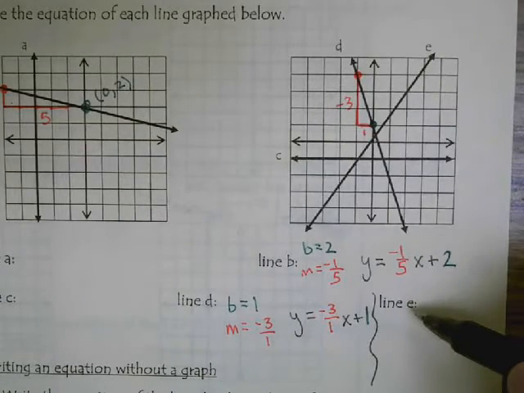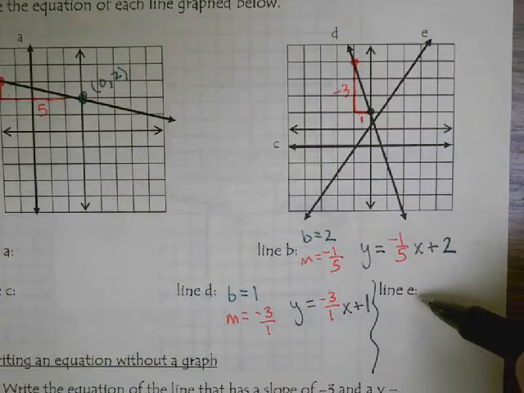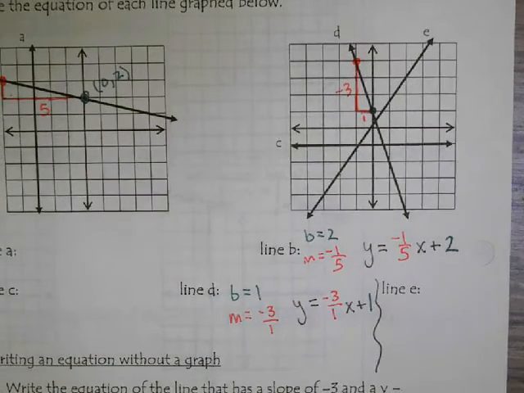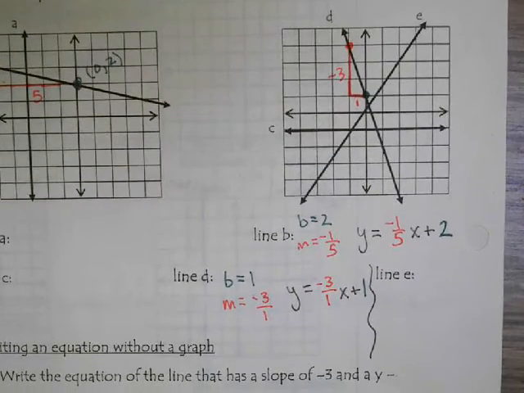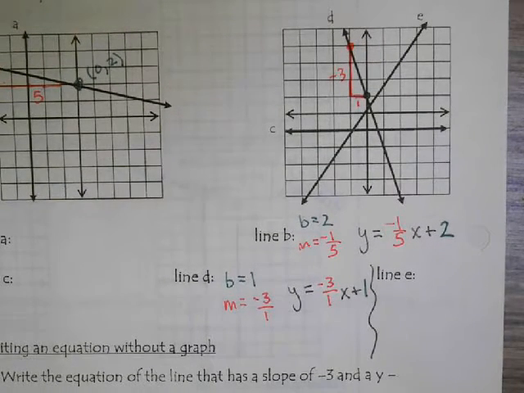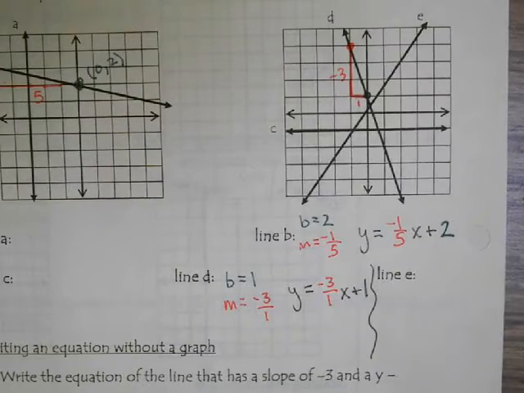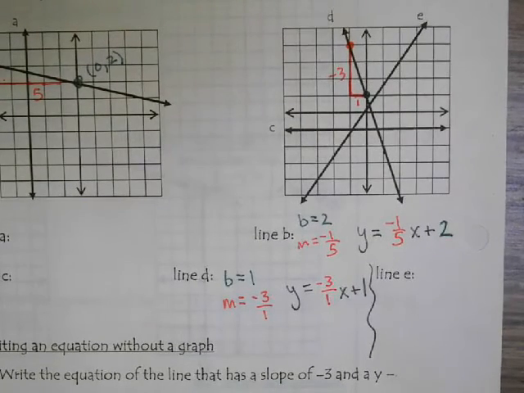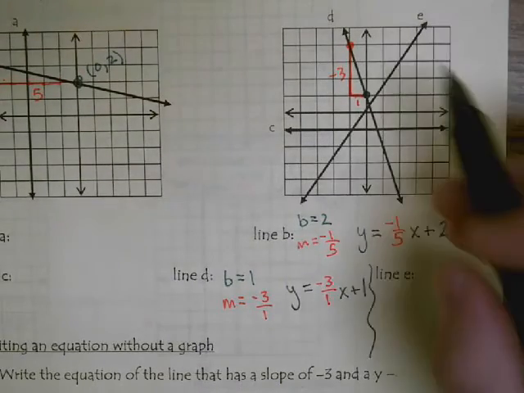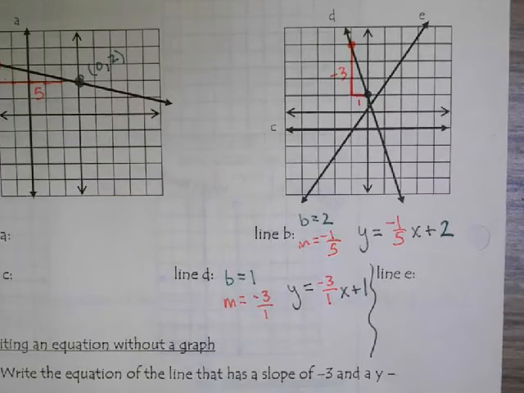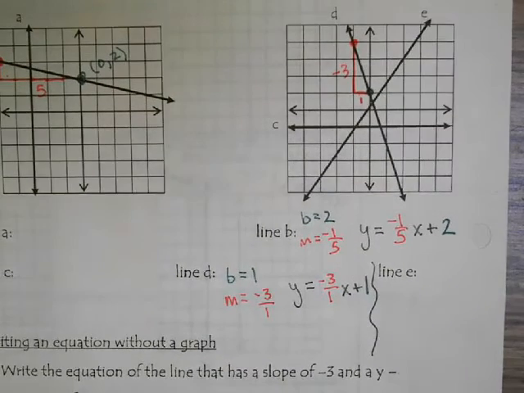So let's look at line E. Just identifying our slope and our y-intercept. So first identify your y-intercept, then identify your slope, then plug them in. So if you would, please pause and try line E on your own.